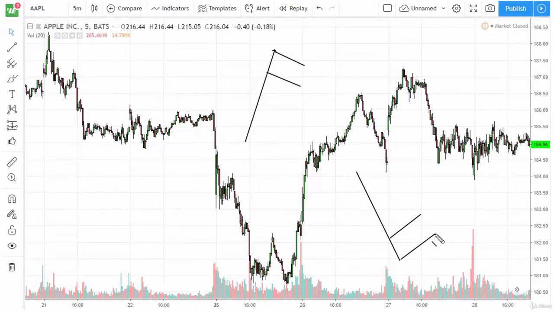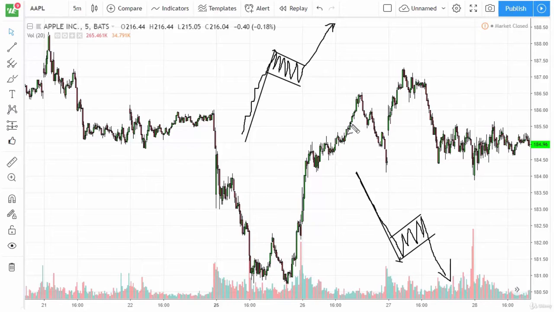Now, the thing about a flag is it has a little bit of a pullback, so the market goes this way and then does this. It winds up and it pulls back just a little bit. And on a break of the flag, it should continue. Now it's the same thing over here. We go lower and then we bounce, we pull back a little bit and then eventually break down.